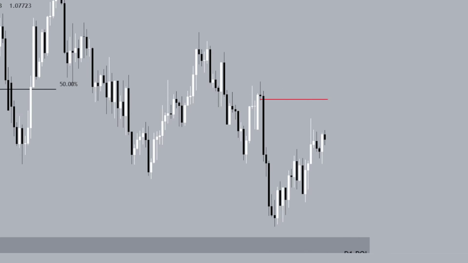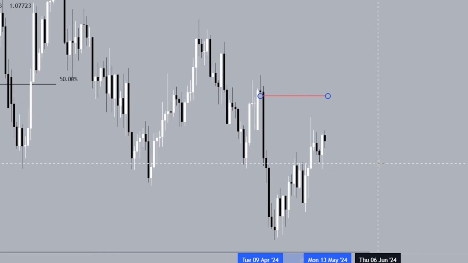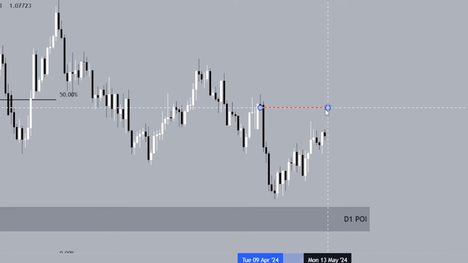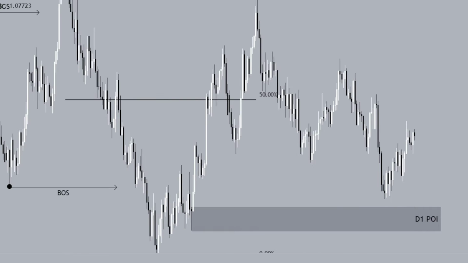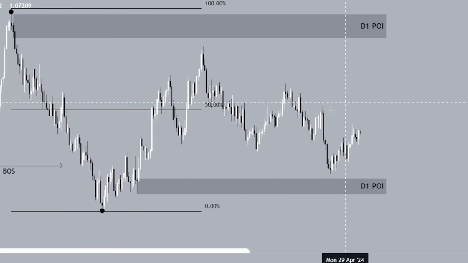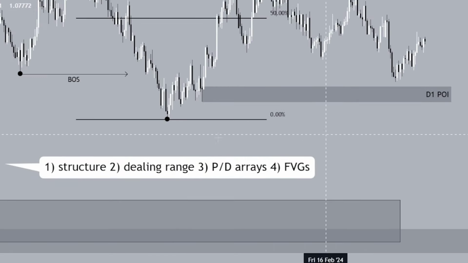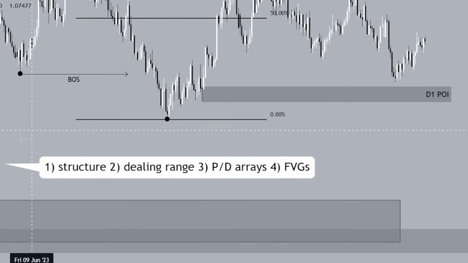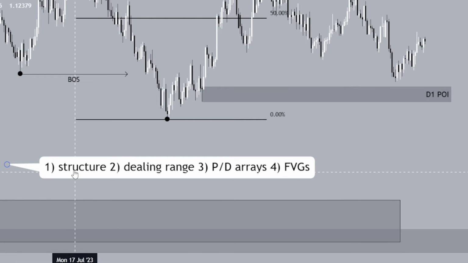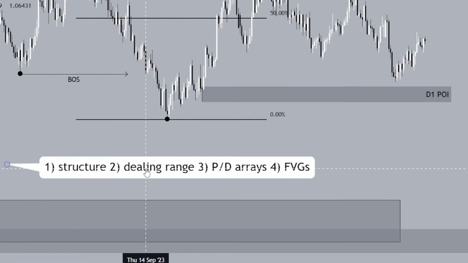So this is the first sell side imbalance that needs to be filled at price 1.085, right? 1.08497, beg your pardon. Now, of course, off the daily time frame, there isn't so much that we can take from it other than the fact that we are in a discount. And from discount, price typically moves from discount to premium, right? So it all comes back to the secret four, right? The four pillar success: structure, dealing range, PD arrays, and fair value gap.